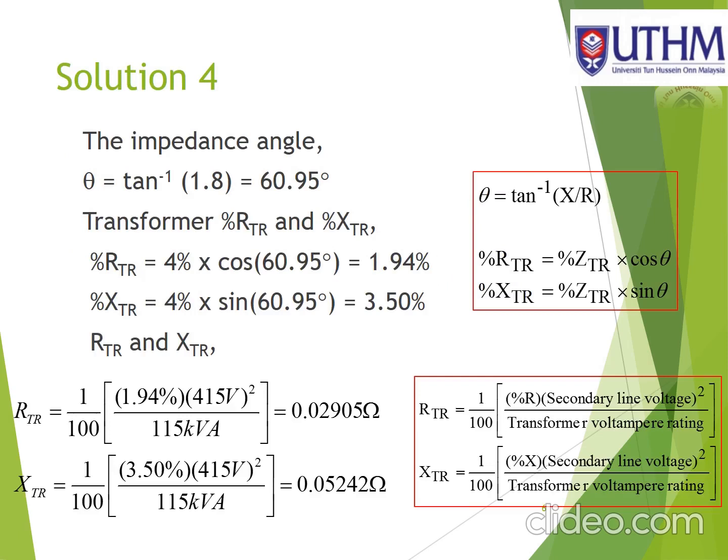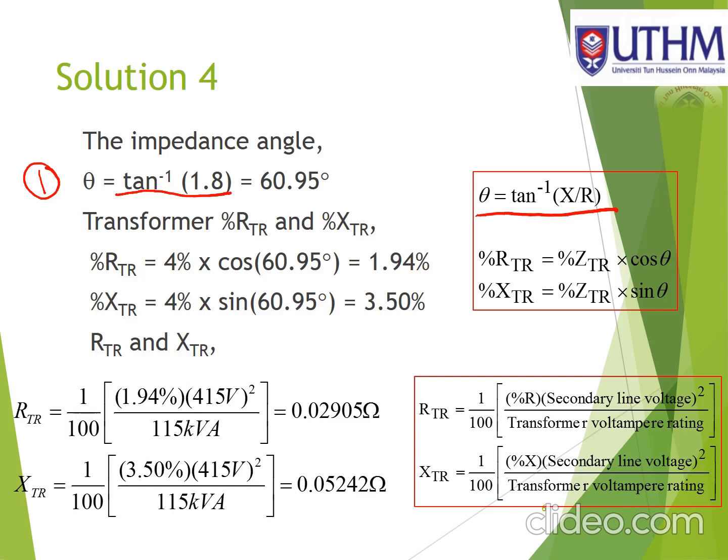This is the solution for example 4. First step, we have to find theta. Theta is equal to tangent inverse of X divided by R. X per R is given in the example, which is 1.8. So we put all the values in the formula, and theta is equal to tangent inverse 1.8, which is 60.95 degrees.